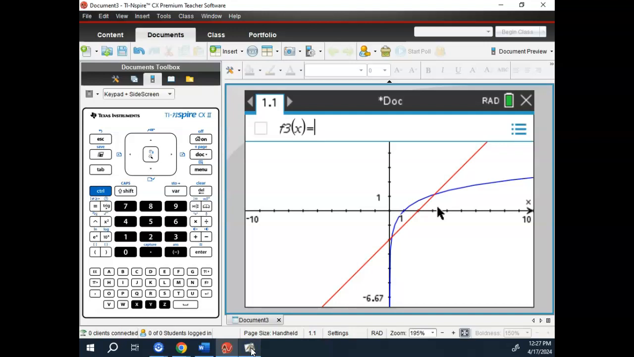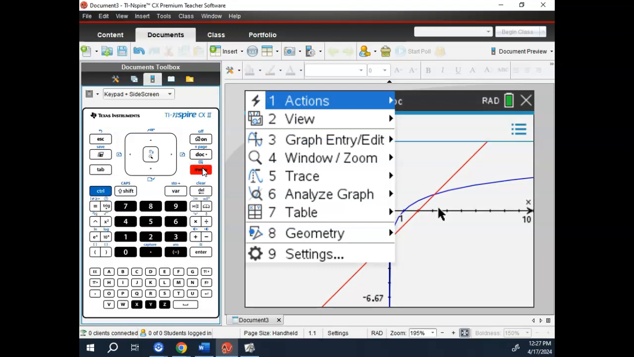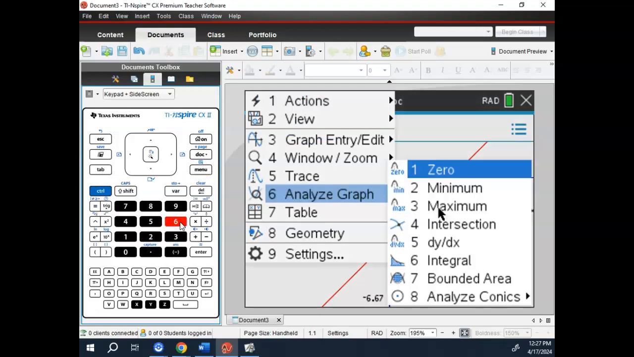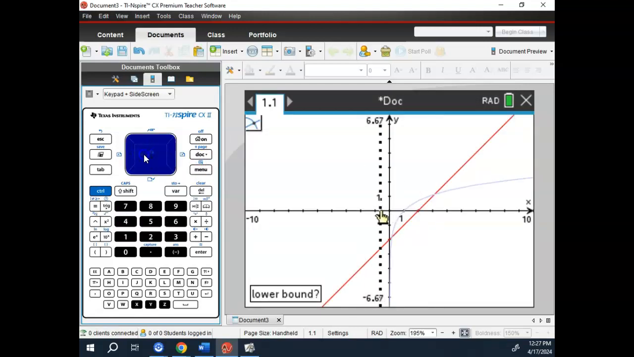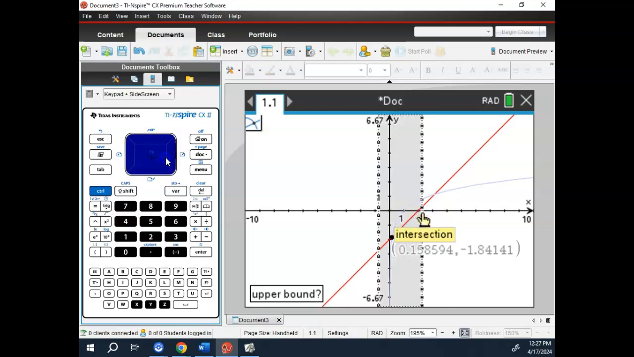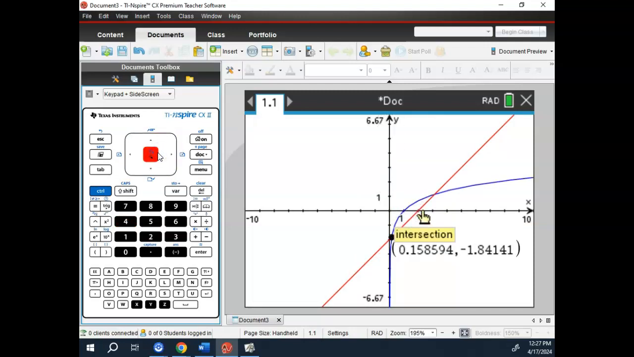I'm going to find this first one. So menu, 6, intersection, scroll over here. There. And remember, I want the x value, right? Which is technically my y value. I'm going to store that in A. So I put it right there, let it hover. Hit variable, 1 for store, and then A.